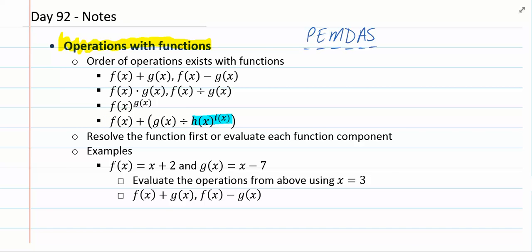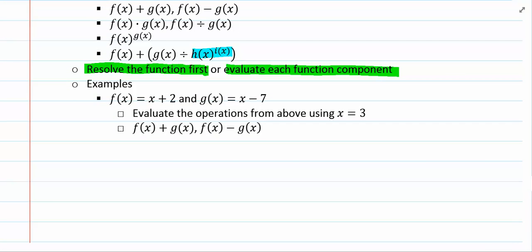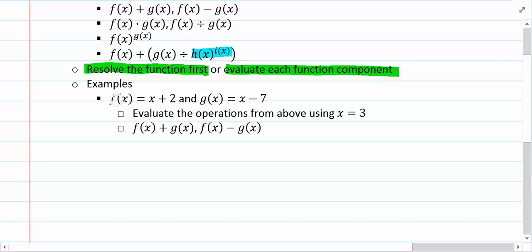When we complete operations with functions, we really have two options to finish the problem. We can either resolve the function first, or we can evaluate each function component. So we're going to work through a couple examples here, and I'll show you both methods in order to simplify function work. Suppose we have a function f of x that's defined as x plus 2, and we have a function g of x that's defined as x minus 7. If we're going to evaluate the operations from above, from these examples here, using an x equal to 3, we can evaluate each of these two functions, f of x plus g of x and f of x minus g of x. Let's work on resolving the function first, and I'll show you what I mean by that.